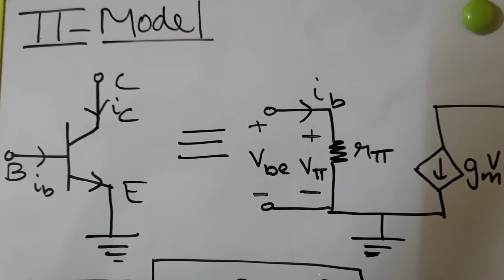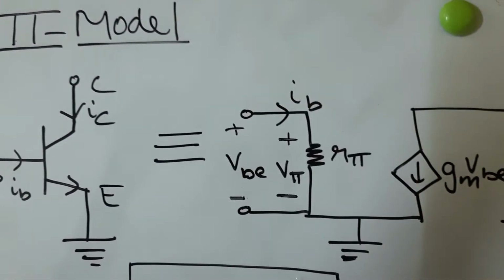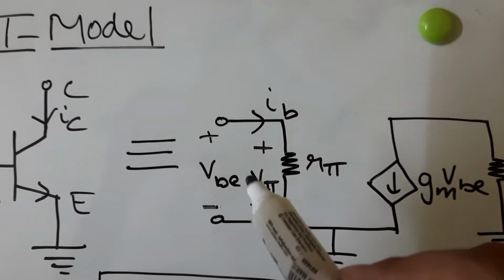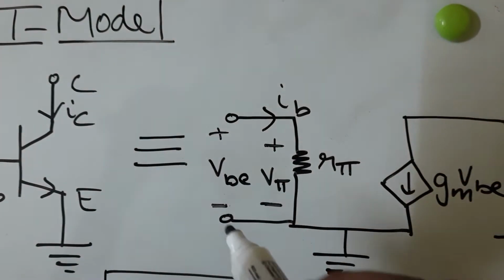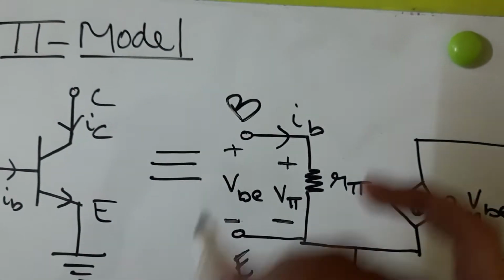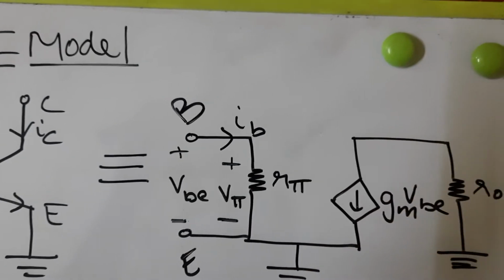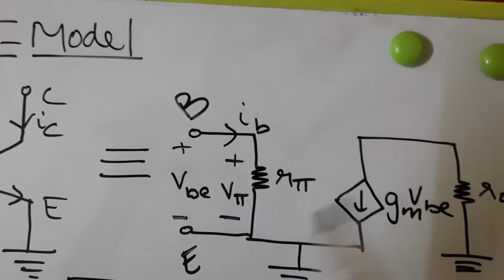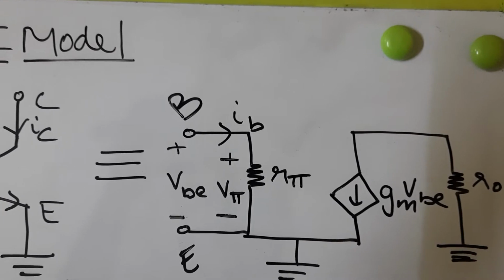Whenever we have the transistor in pi model, this is how we replace it, with a resistance of R pi and the voltage across that is nothing but V pi, which is same as VBE, as this is the base and this is the emitter, which is VBE. And on the collector side, we have a current called Gm into VBE, which is a dependent source parallel with R0. R0 is nothing but the output resistance.